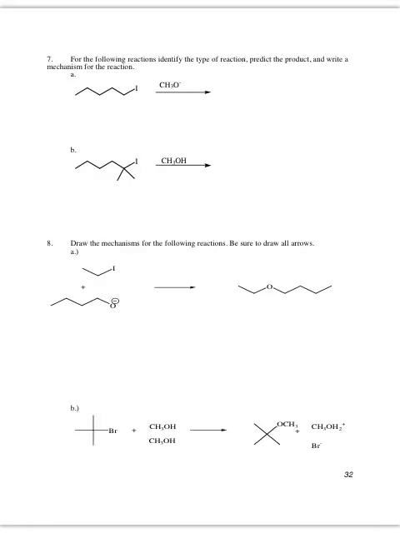So for the following reactions, identify the type of the reaction, predict the product, and write a mechanism for the reaction. The first one has to be an SN2 because we have a primary leaving group and a good nucleophile, so the mechanism is just going to be the nucleophile comes in, the leaving group leaves, and we're going to get the ether. And the next one, it has to be an SN1 mechanism because we have a tertiary leaving group and a weak nucleophile.